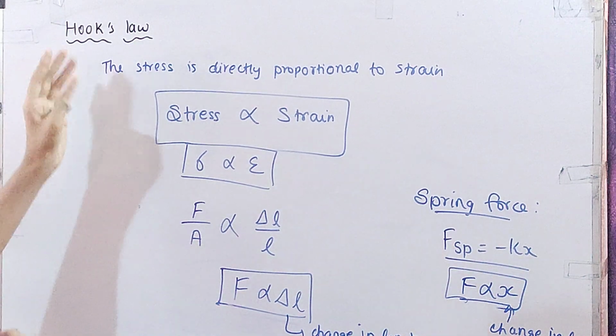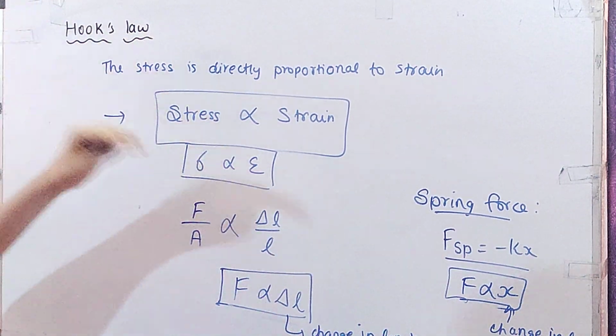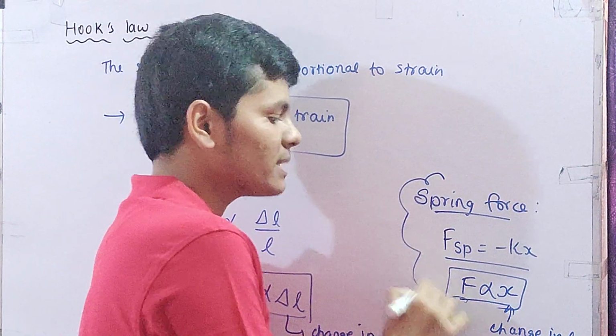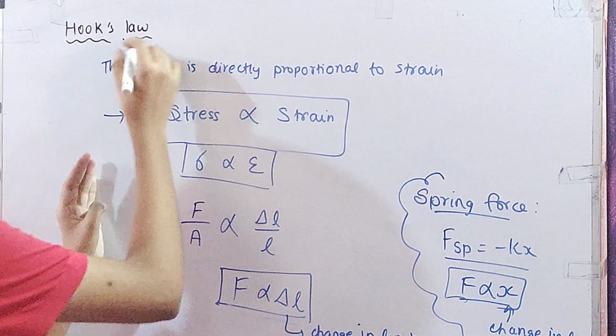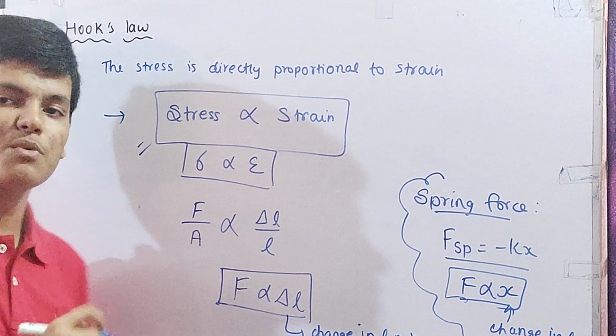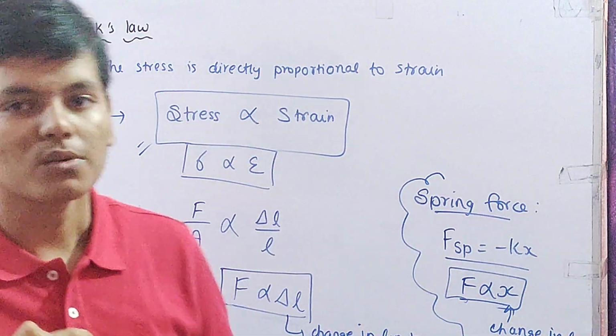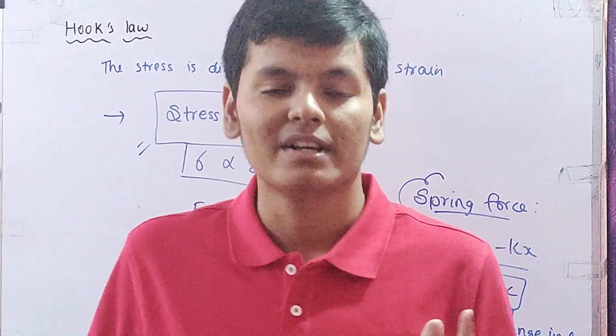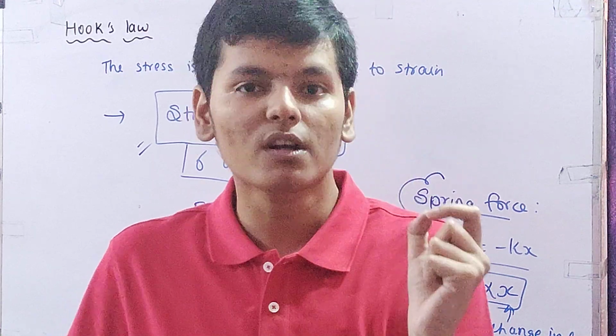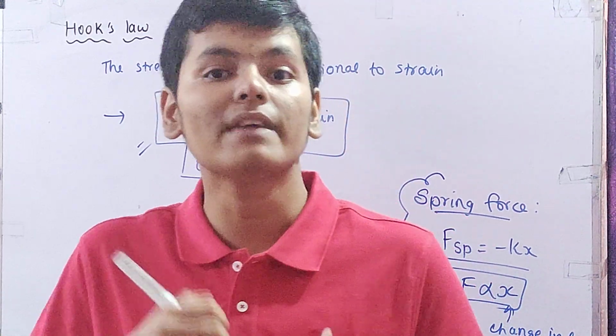Here he has proven that stress is proportional to strain, and here we already know the concept of spring force. So both can be verified. Hence whatever Hooke said is correct. This was Hooke's law. Now moving on to the final part of this video, that is the elasticity graph, which will show you the behavior of an elastic material when we apply force on it.